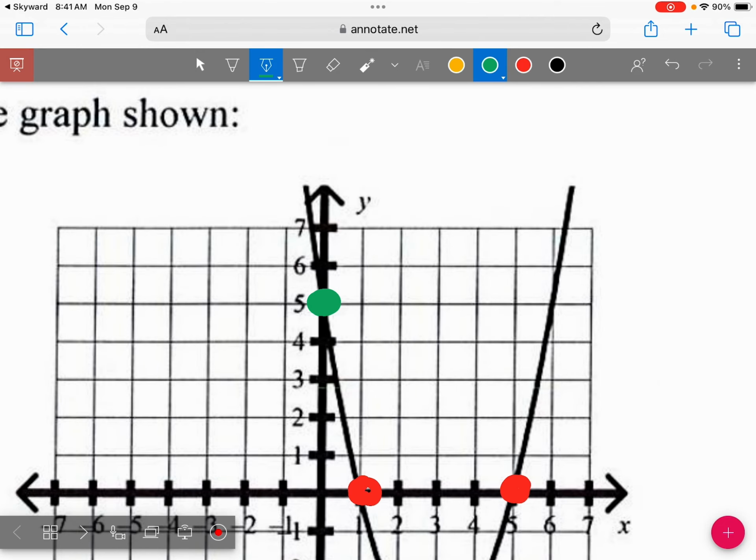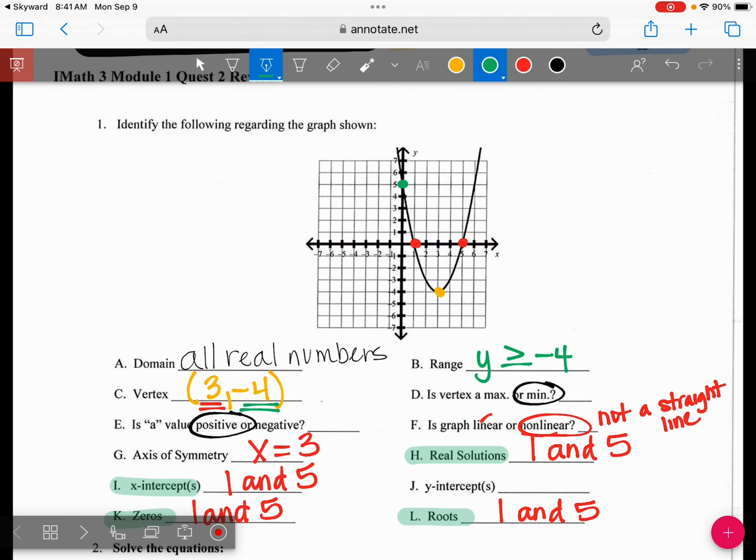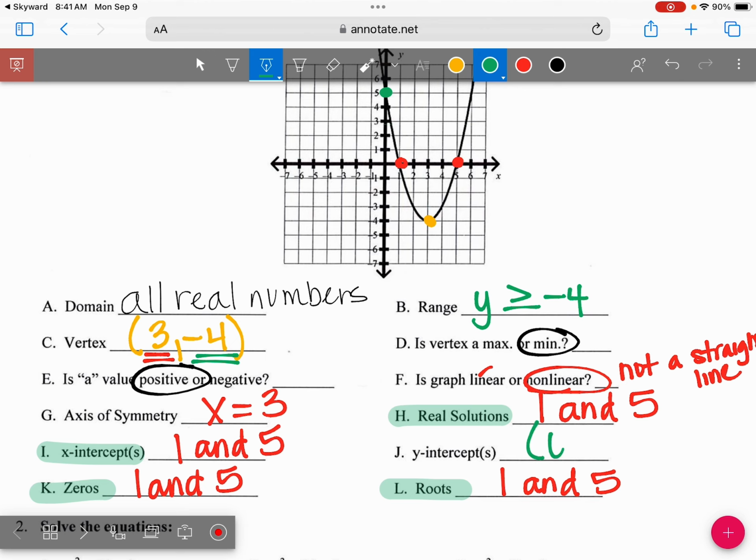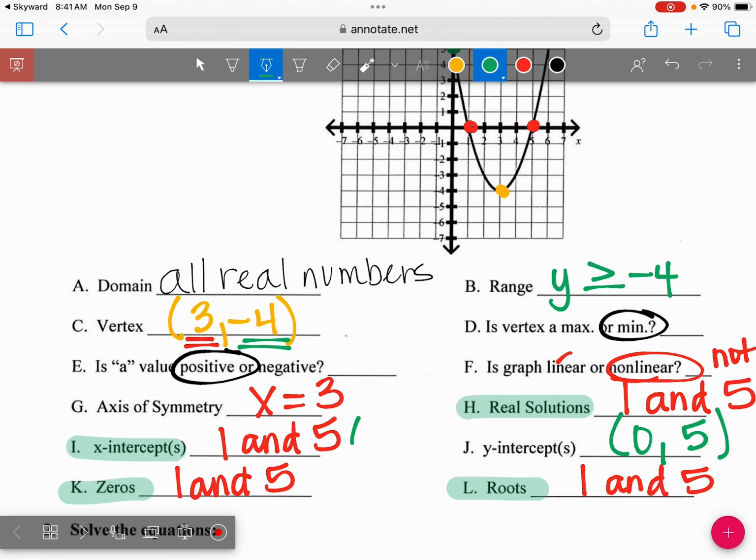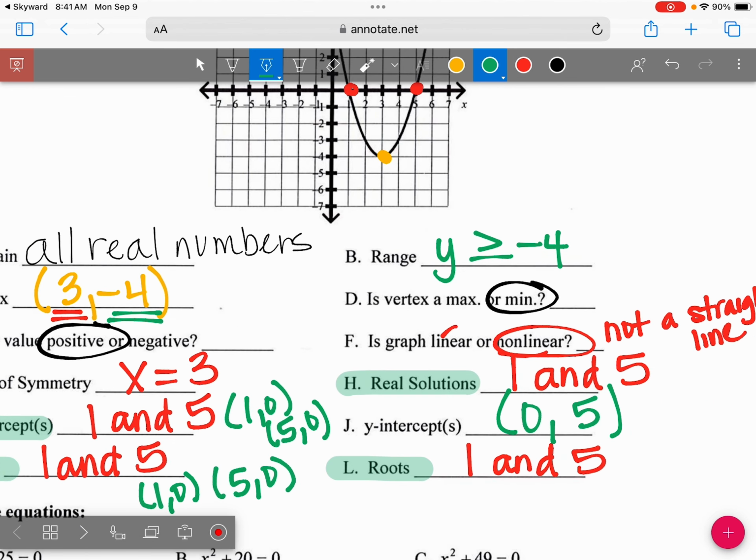All right, so the y-intercept, excuse me, that is at 5. I'm going to write that as an order pair. All right, any questions about number 1? And again, for where it says x-intercept, you could also write this as order pairs for these 4. And I will post the answer key today. I don't remember how I wrote that. But just know that you can write it both ways. Okay, so these all go together.